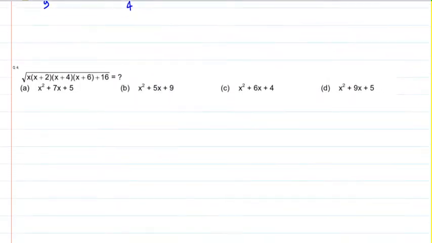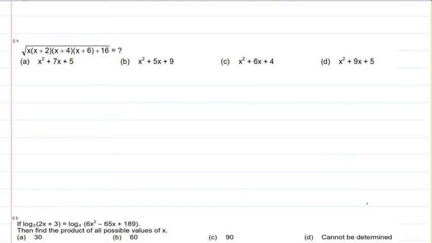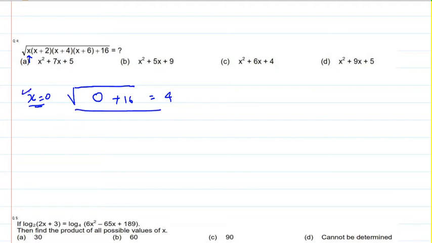Let us try the next problem. Here I see an equation of degree 4. I see 4 brackets being multiplied, each with X plus a constant. I am supposed to simplify this equation and then see which of the answer options matches. What I am able to visualize here is that if I put X equal to 0, I am looking at the product 0 plus 16. So I'm looking at an output of 4. That tells me for X equal to 0, I should be able to generate 4.